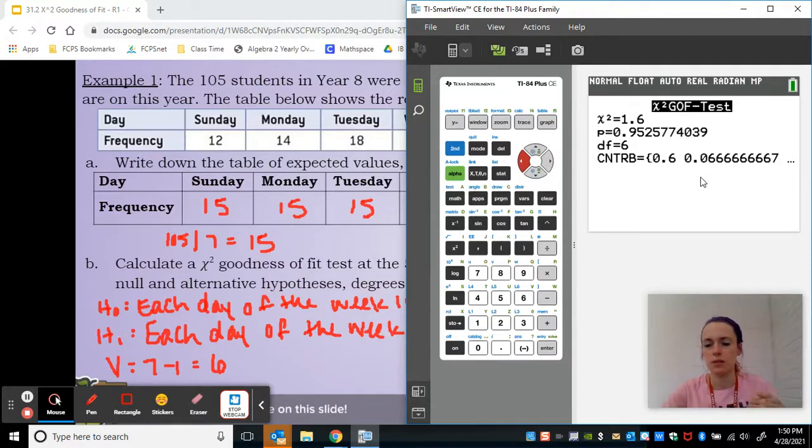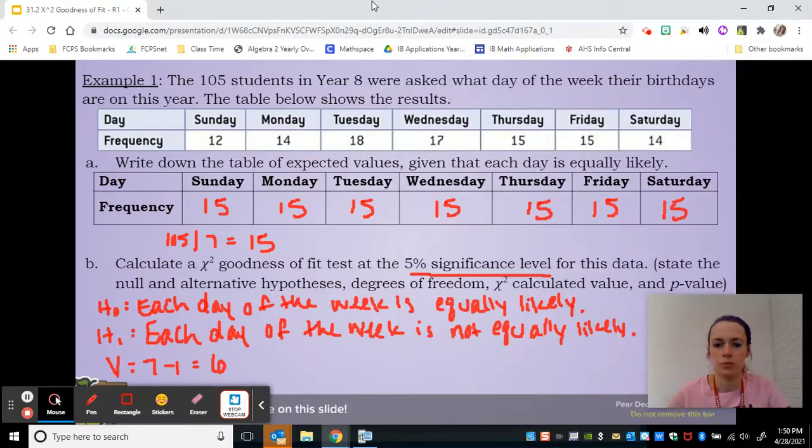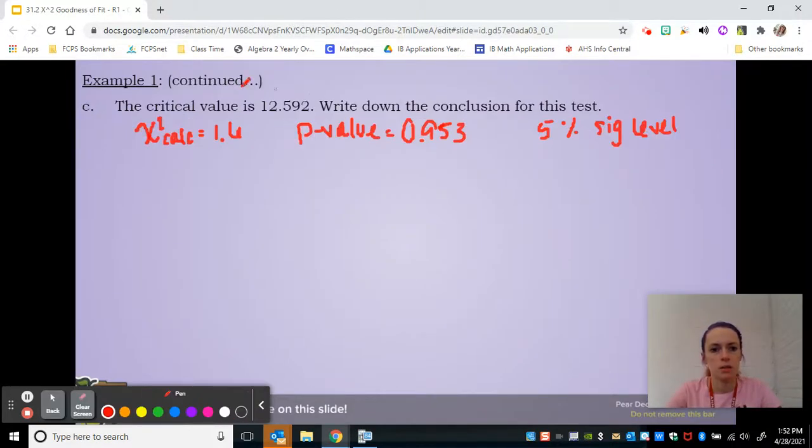Just like we saw for the test for independence, it's taking the observed value minus the expected value squared, divided by the expected value. So it's just giving you all of those pieces, just in case you need them, I guess. So my chi-squared value is 1.6. My p-value is 0.953. All right, and finally in part C, they're giving us the critical value is 12.592, and we're writing down the conclusion for the test.